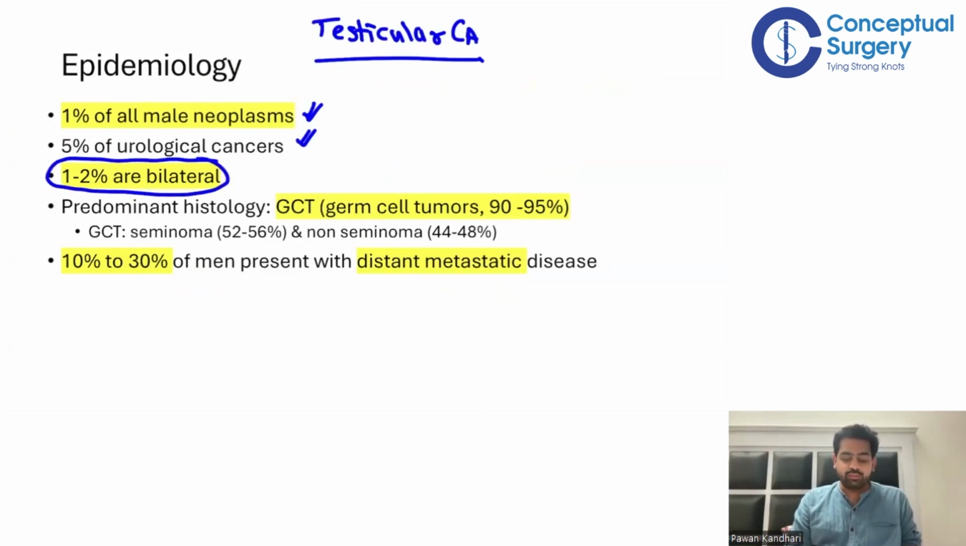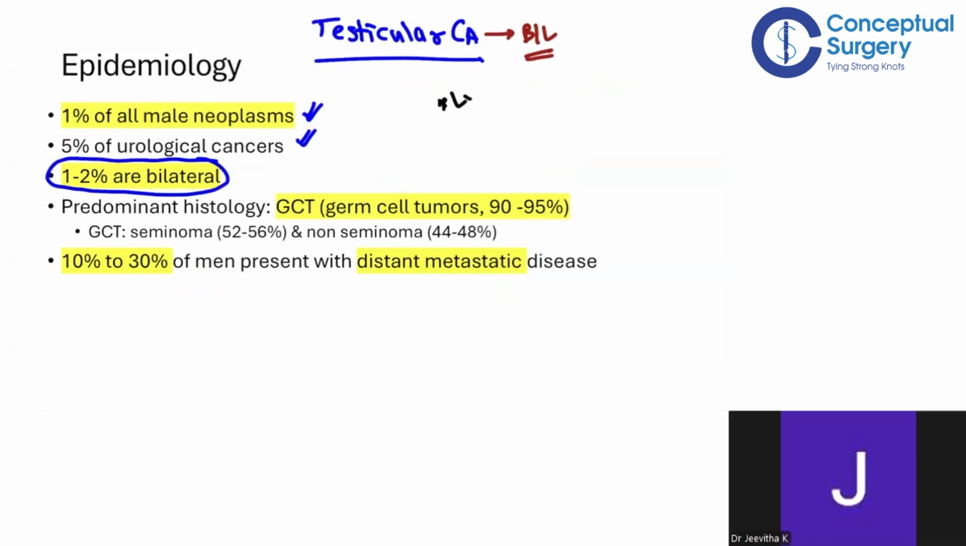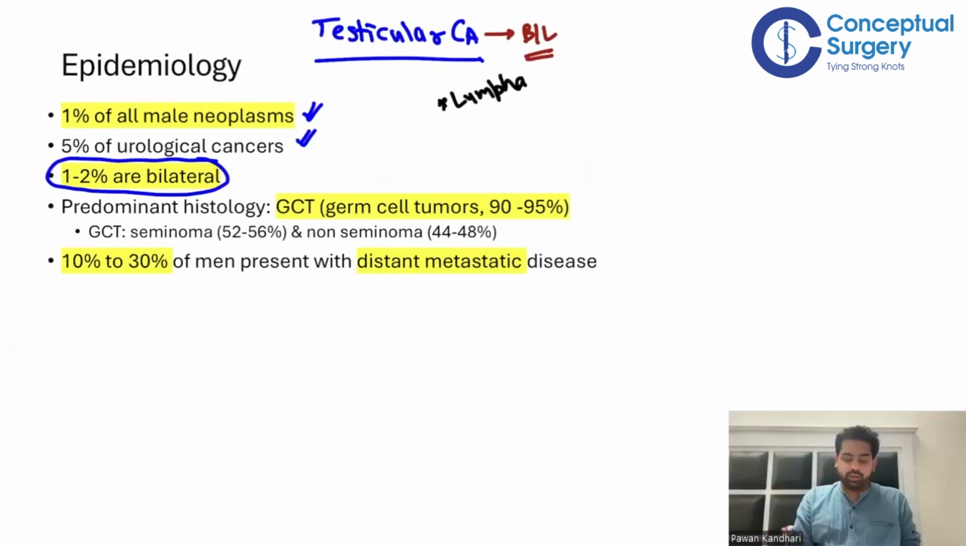So can you tell me one testicular malignancy which tends to be bilateral? Which testicular malignancy tends to be bilateral? I'm pretty sure you wouldn't have come across that ever. It is lymphoma. Testicular lymphoma. It's not a primary, it is a secondary testicular malignancy. We'll talk about that. It occurs in people more than 60 years of age, and testicular lymphoma is something which tends to be bilateral.